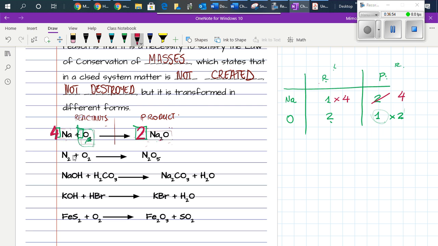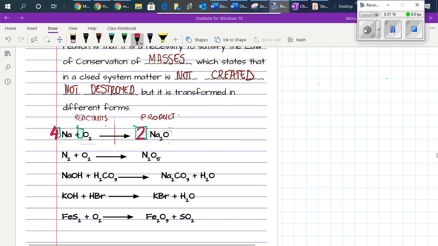And in this case, we do a final check. We see whether everything is balanced. So we have 4 sodium on the reactant, 4 sodium on the product, 2 oxygen on the reactant, 2 oxygen on the product. Do you have any questions?